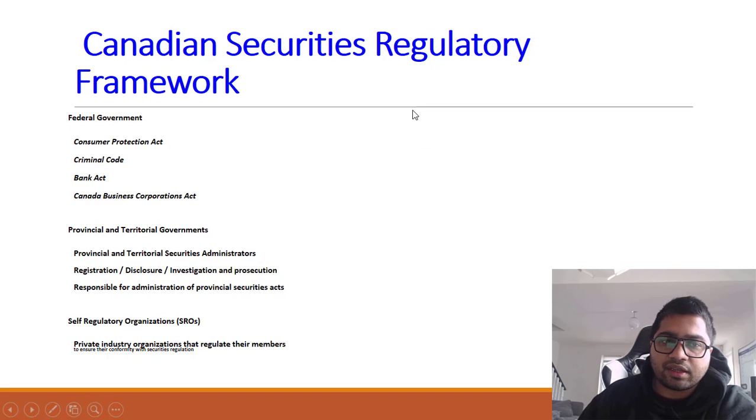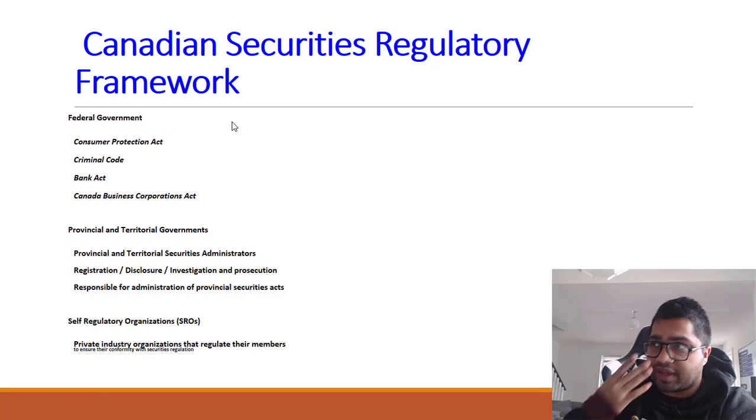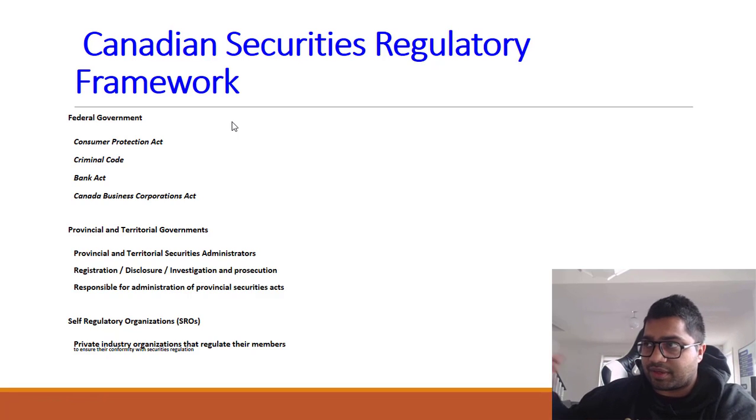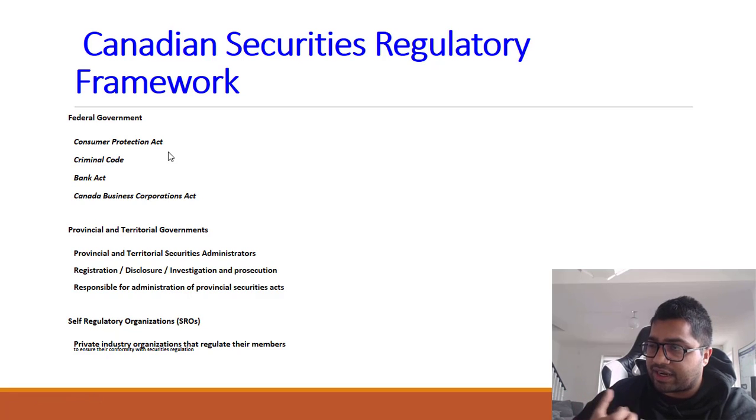Now, the Canadian regulatory framework. There are different regulations that you have to be aware of, and we are going to discuss them a little bit further in the course. The federal government has the Consumer Protection Act, which protects consumers. If you have any complaints regarding a product, then you can go there. There is a Criminal Code that deals with criminal activities in the market. There is the Bank Act, which governs banks, and the Canadian Business Corporations Act, which governs businesses.